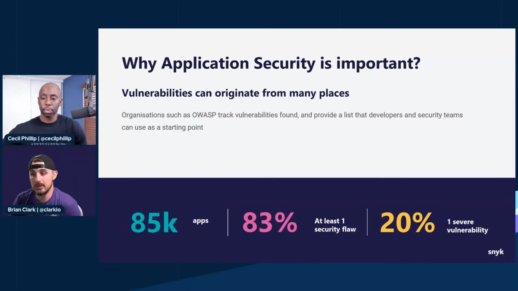So we know application security is important, but understanding the full depth of it is part of it. In this example here, there's 85,000 apps that were tested for security vulnerabilities. Of those, 83% had at least one security flaw, and then 20% of those had one severe vulnerability in it. So just a small sample set, but you see the majority of them, more than the majority, had some issue related to security that it was vulnerable to, whether they realized it or not.